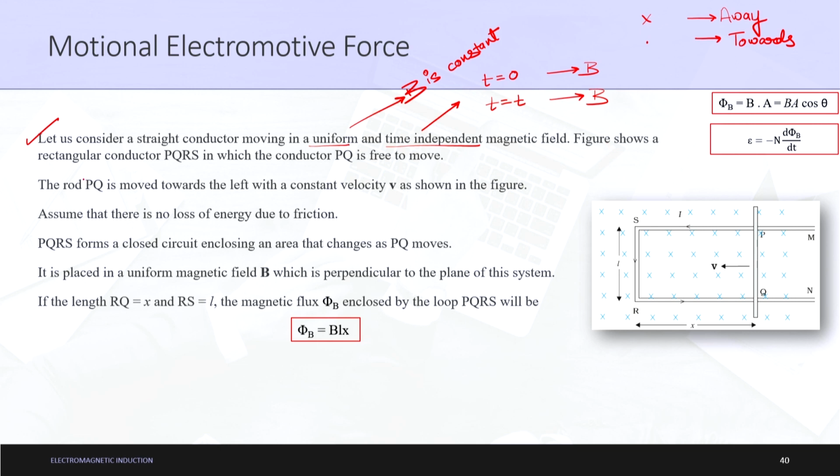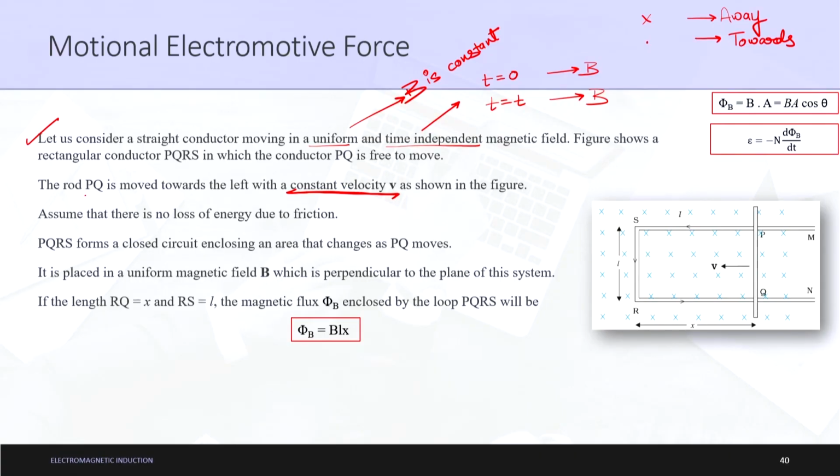The figure shows a rectangular conductor PQRS in which conductor PQ is free to move. So, this is the conductor PQ and it is free to move. This was the first point. Moving on. The rod PQ is moved towards the left with a constant velocity V. Please make sure that it is constant velocity, it does not vary, because if it varies then the concept might differ. For now, for simple terms, it is a constant velocity V, as shown in the figure.